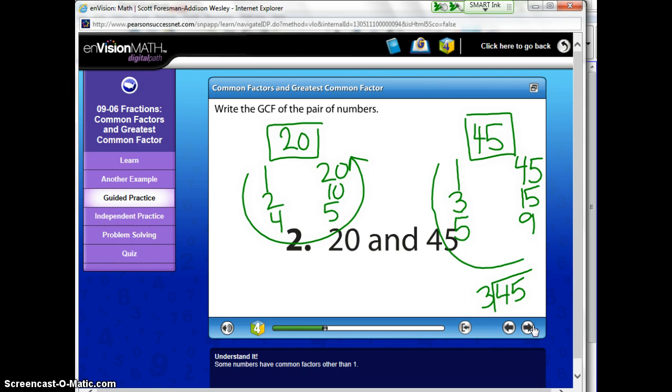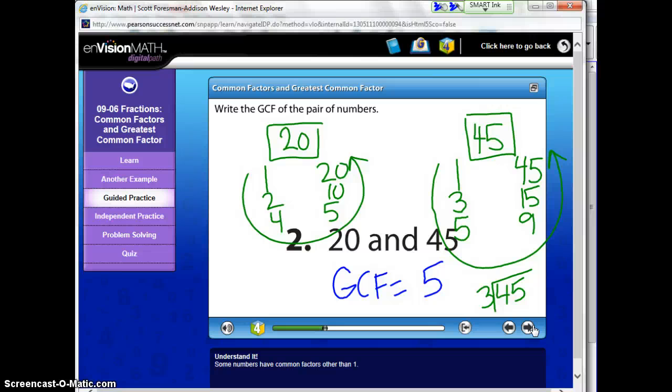None. We are done. Now that we have both of those numbers wrapped up, what is the greatest common factor that they both have in common? Aiden? 1. There's something bigger than 1. 1 is a common factor, but it's not the greatest common factor. Do you see it? 5. The greatest common factor is 5.